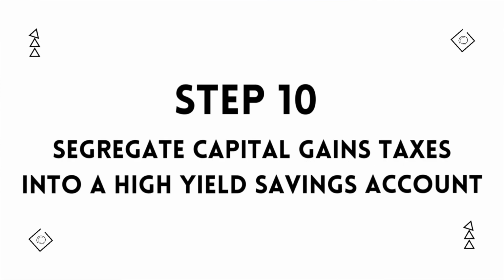Step 10. Let's first calculate our total tax liability because this will need to be paid by the filing of the next tax return after the sale of the home. We're going to take this amount and set it aside in a high yield savings account and keep it in cash until it is time to pay capital gains taxes.